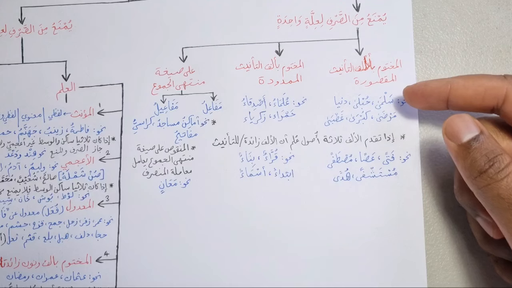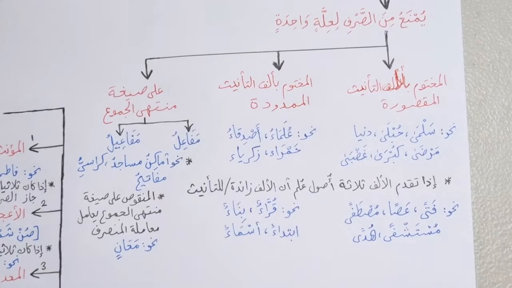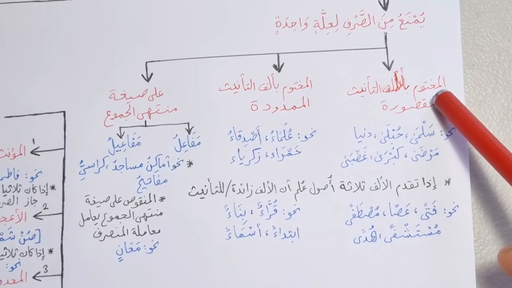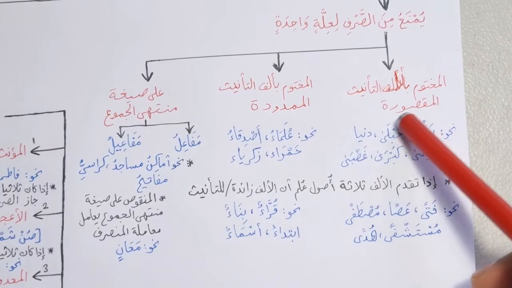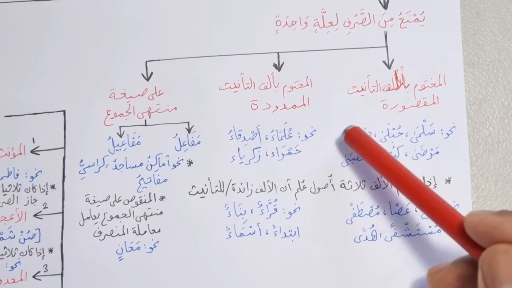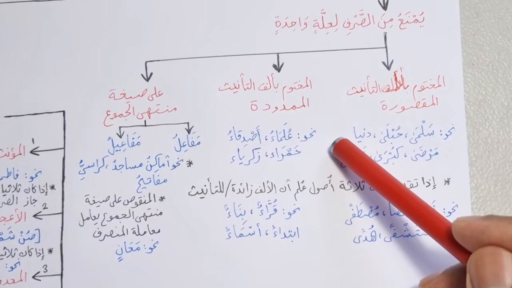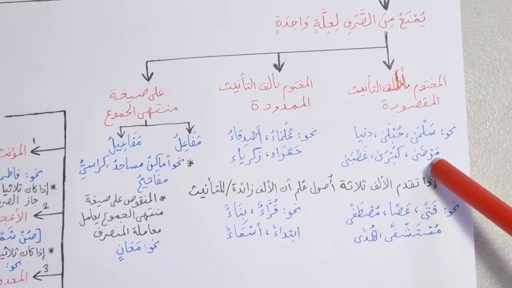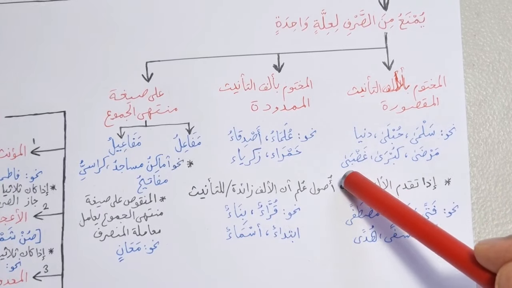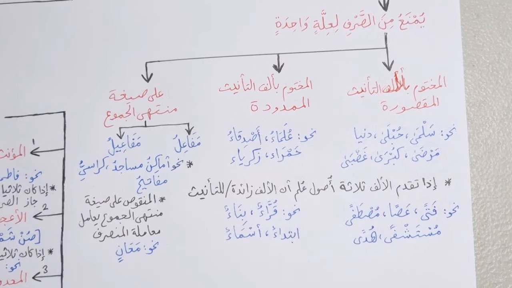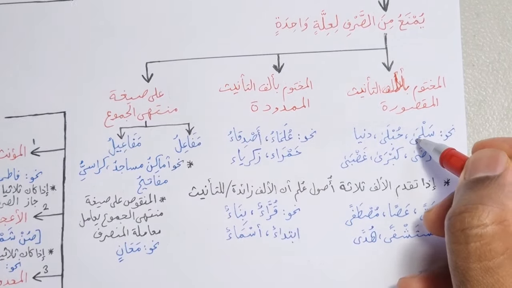So with the independent reasons, there's three. There's three types of independent reasons which cause the noun to become mamnu' min as-sarf. The first one is al-makhtum bi alif al-ta'nith al-maqsura. If it has alif al-ta'nith al-maqsura on its end, then this is the reason for it to be mamnu' min as-sarf. And this is an independent reason. Examples: Salma, Hubla, Dunya, Marda, Kubra, Ghadba. The alif al-ta'nith al-maqsura is additional alif. This alif that comes at the end is additional.